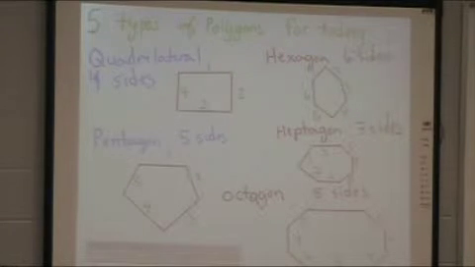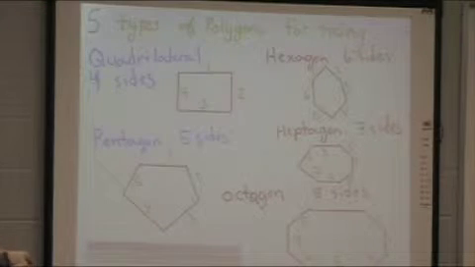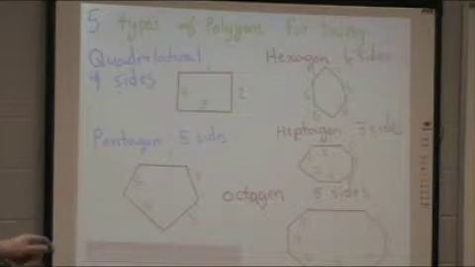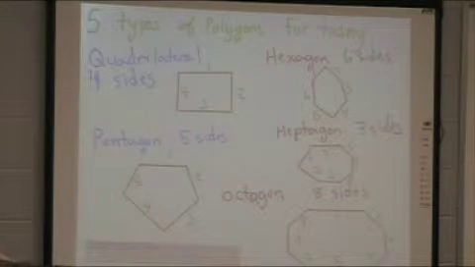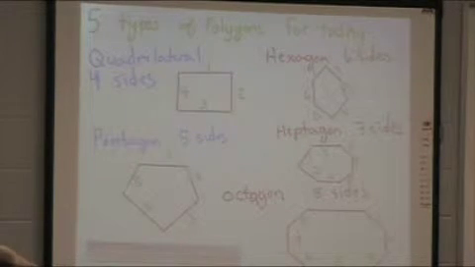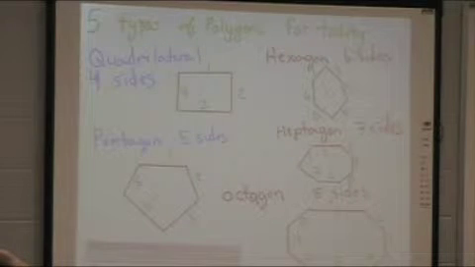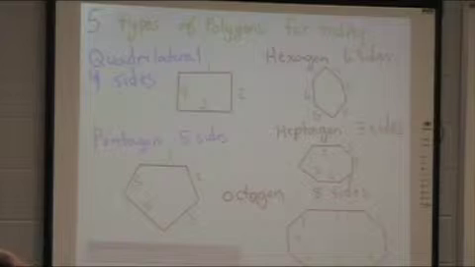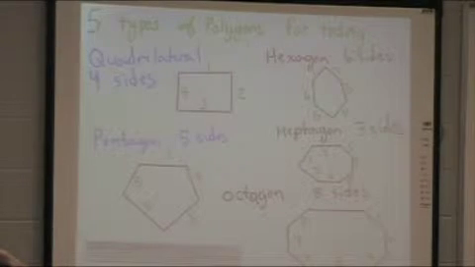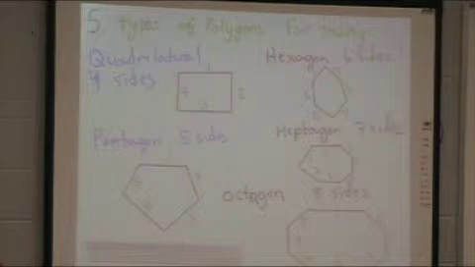pentagons, which have 5 sides, hexagons, which have 6 sides, heptagons, which have 7 sides, and octagons, which have 8 sides. Octagons are like a stop sign.